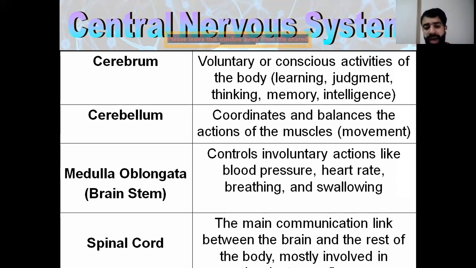The medulla oblongata or the brain stem, it controls the involuntary action, like what? Like the blood pressure, like the heart rate, like the breathing, like the swallowing, all of them, they are related to the medulla oblongata. Spinal cord, the main communication between the brain and the rest of the body.